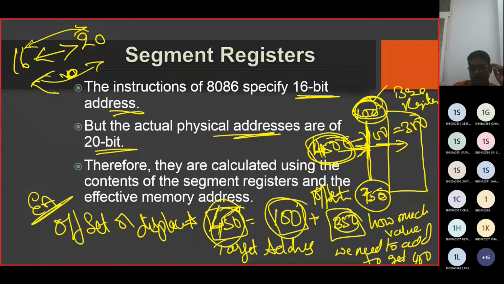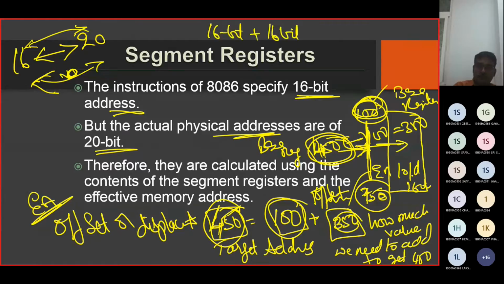Who is going to tell? Offset is going to tell. What are the other forms of offset? They are displacement, etc. Now, 100 I am going to call as the base register. 350 I am going to call as an effective address or an offset or a displacement, and that is also a 16-bit register. So 16-bit register plus 16-bit register I need to add, and thereby I need to get my target data.